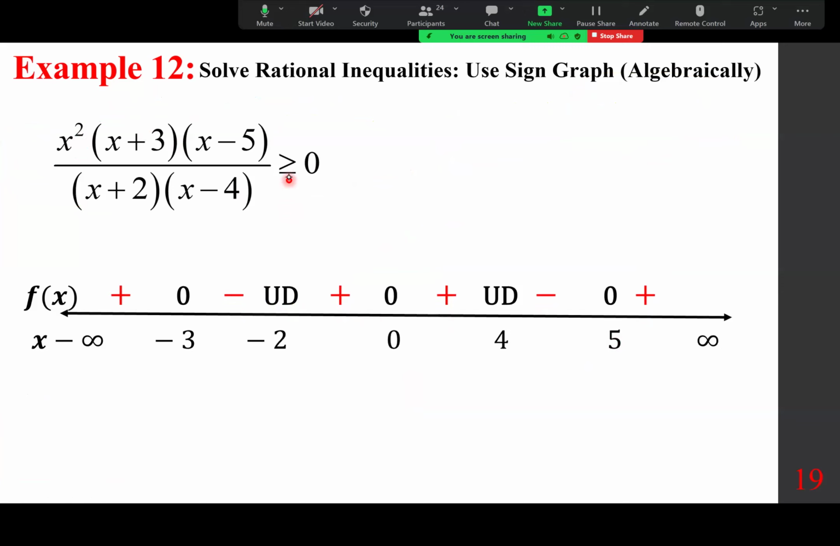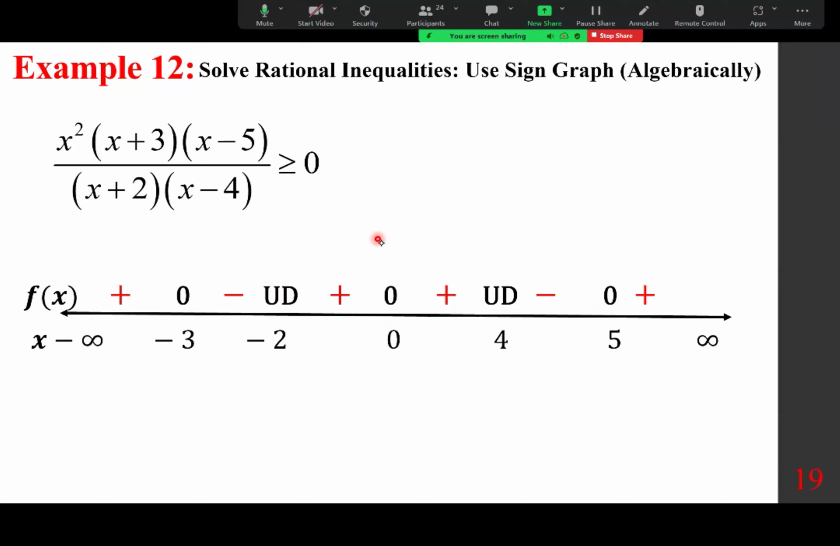Now, what are we looking for? Greater than or equal. So wherever you see the equality is the answer. So let's see how we write that. Here, we write -infinity to -3. And because this makes the top 0, we have a bracket. Union. Over here, we have -2 to 0. -2 makes the denominator 0, so it is not included. 0 makes the numerator 0.